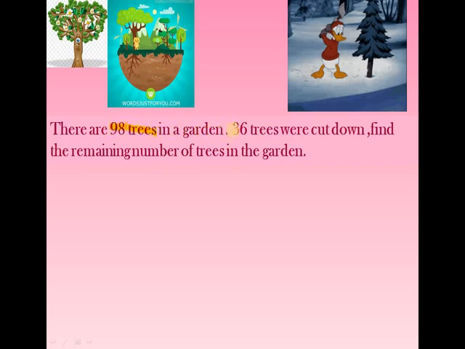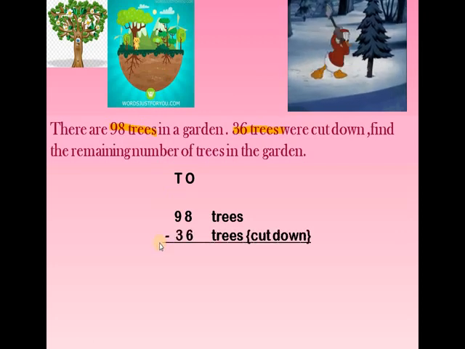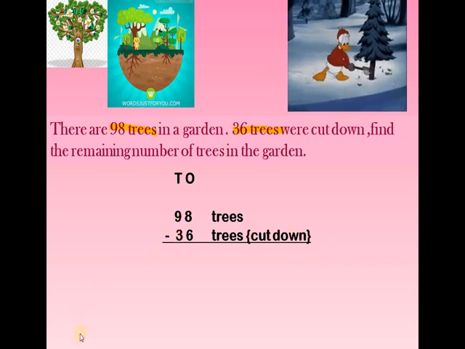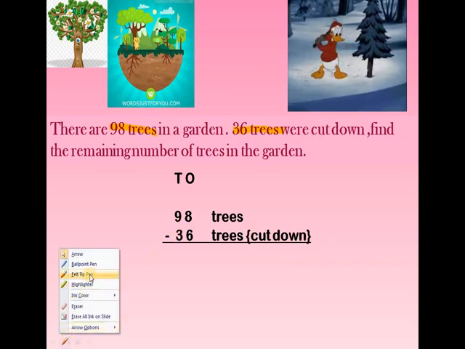98 trees, that is the total trees, and 36 trees which are being cut, and you need to write according to its perfect place value. Ones and tens. 98 trees first, the bigger number or the total number, and minus 36 trees because they were being cut down. And afterwards you need to follow the rules.